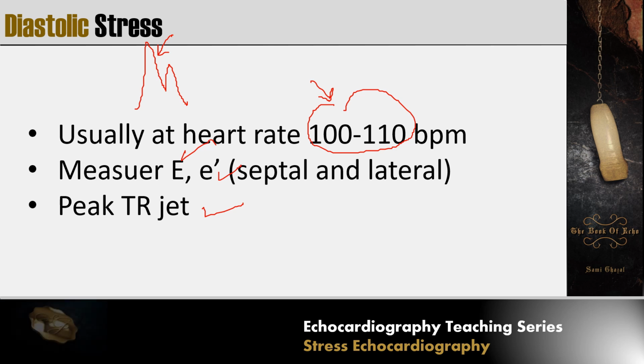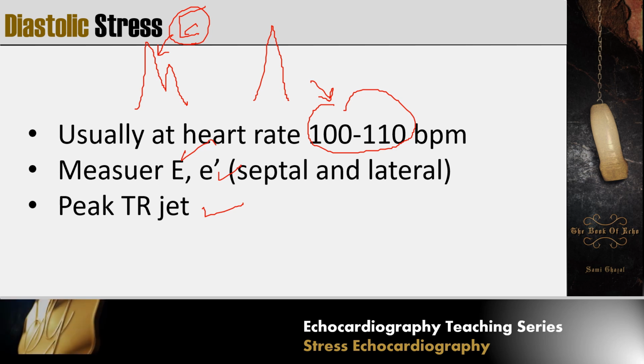Otherwise, if you do it at a higher rate and start doing your measurement, you might get a single wave, and then you don't know which one is E and which one is A. So you need only a little bit of separation just to identify the E wave. You don't need a complete separation because we don't care about the A wave here in diastolic assessment with stress.